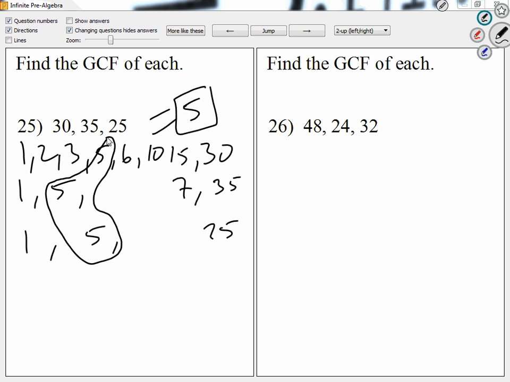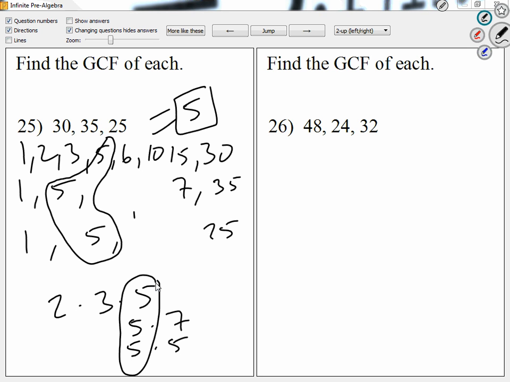If we do a prime factorization, 30 is 2 times 3 times 5, 35 is 5 times 7, and 25 is 5 times 5. They only have a 5 in common. But if they have more than one prime, multiply the primes. That's how you're going to get your greatest common factor.